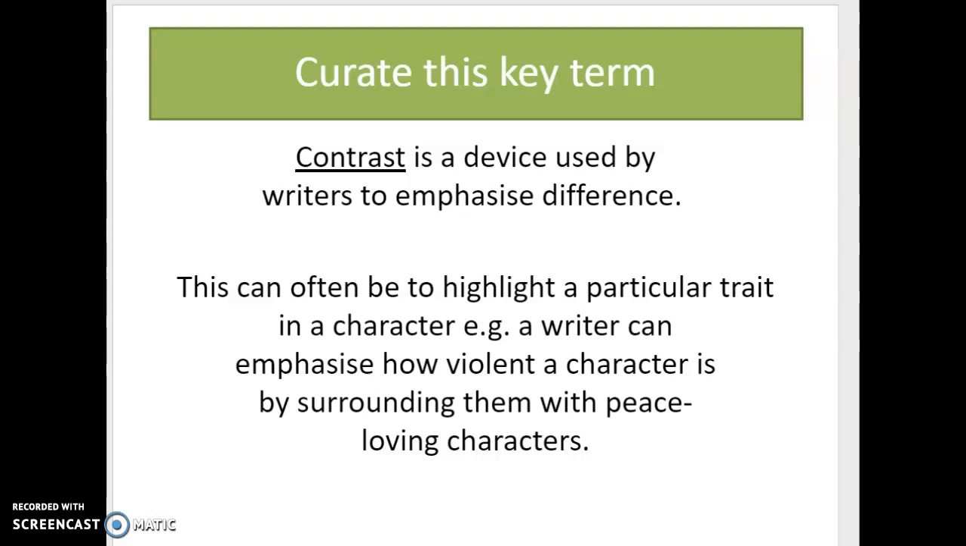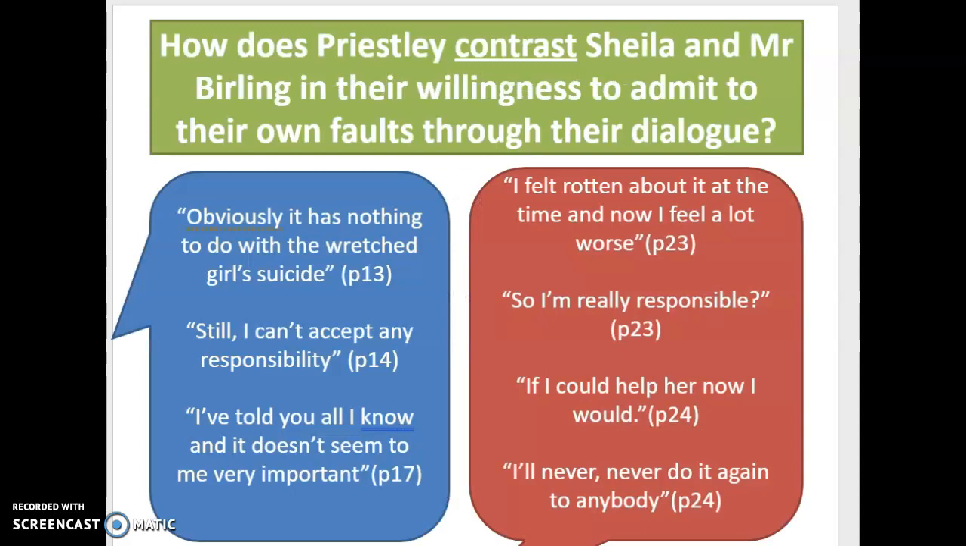Okay, moving on. In your booklet, you should have this question. It says, how does Priestley contrast Sheila and Mr. Birling in their willingness to admit to their own faults through their dialogue? So the two characters we're going to be focusing on here are Mr. Birling and Sheila. You will see at the bottom here, we have on the left-hand side some quotes from Mr. Birling, and on the right-hand side, we have some quotes from Sheila.